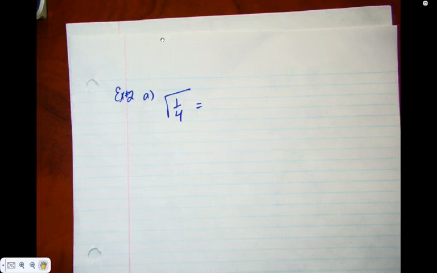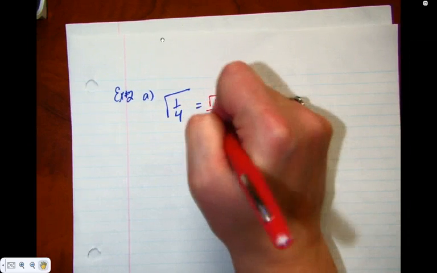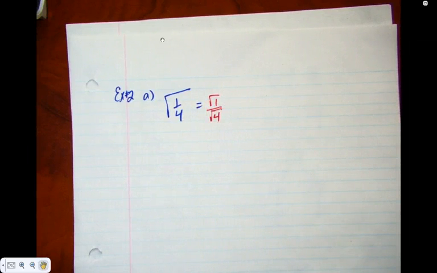There's a law in mathematics that says if you are taking the square root of a fraction, you get to take the square root of the pieces. So this is the same as saying square root of 1 divided by square root of 4.